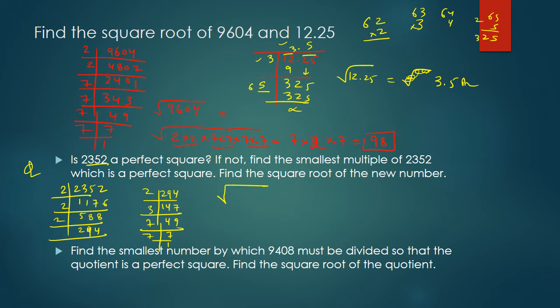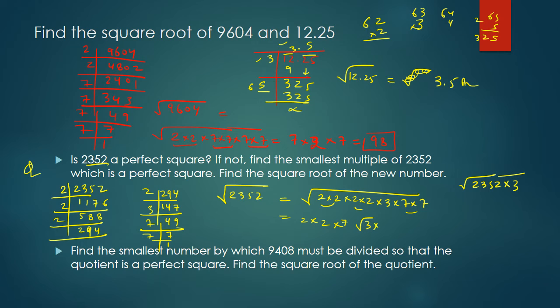So the square root of 2352 is 2 into 2 into 2 into 2, 3 into 7 into 7. So we can take out the 2s and the 7s, but not 3. If I want to make it a perfect square, which number should I multiply it with? Obviously 3. So the multiple will become 2352 multiplied by 3. That means another 3 here, which will become 2 into 2 into 7 into 3. So you can say 2 fours are 8, 3 is 12, 7 is 84. That will be the answer.